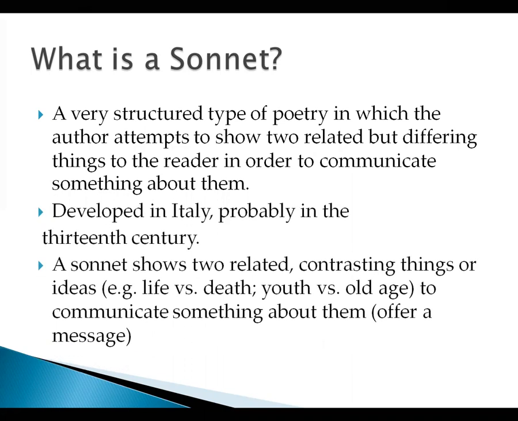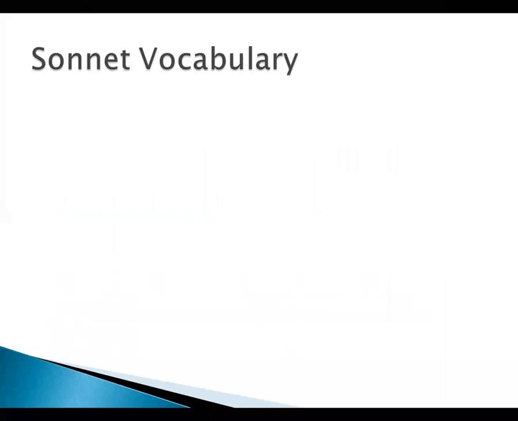it was basically developed in Italy in around 13th century. A sonnet shows two related or contrasting ideas or things, example, life versus death, youth versus old age, to communicate something about them. Now, if we talk about the vocabulary, there are a few important things that we have to keep in our mind while we are analyzing the sonnets. Number one is quatrain. Quatrain is basically the stanza of four lines, usually that is present in the Shakespearean sonnet.